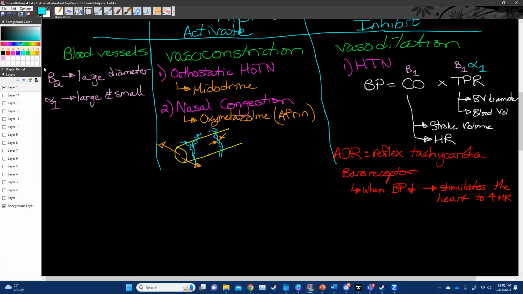For alpha-1 antagonists, one of the major adverse reactions is this reflex tachycardia. These drugs are going to lower blood pressure by increasing the diameter of the blood vessel, which is going to cause the heart rate to increase to compensate.